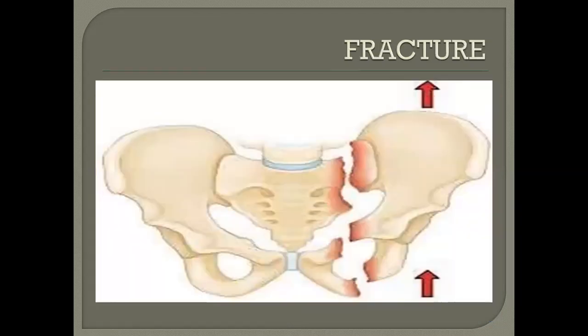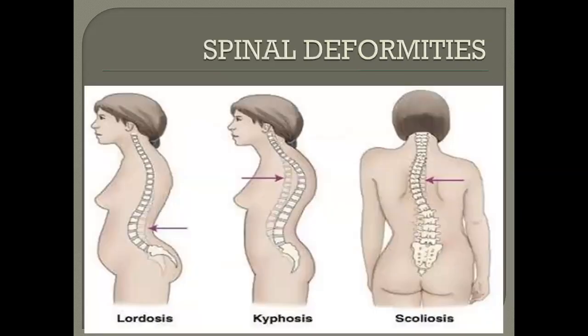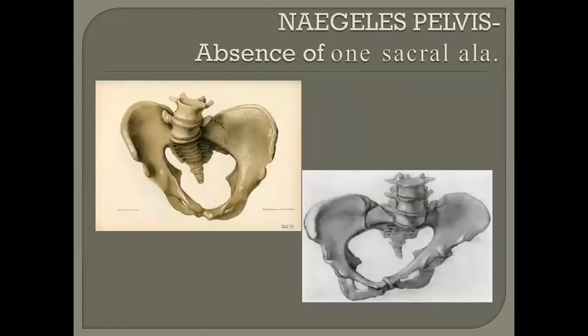Okay. So this is the fracture. It may happen due to some fall or injury. Then spinal deformities, that is lordosis, kyphosis, scoliosis. Then Naegele's pelvis. For a normal pelvis, you know that on both sides of the sacral promontory, there are two wing-like structures, that is the sacral ala. So in Naegele's pelvis, any one of the sacral ala will be missing. So absence of one sacral ala is known as Naegele's pelvis.